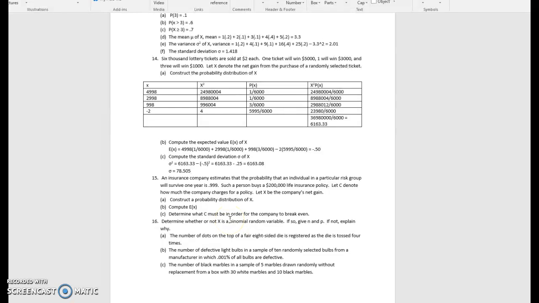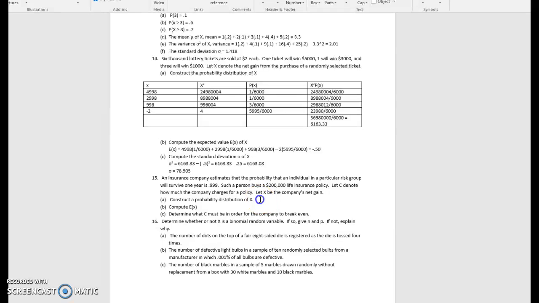All right, so now let's look at 15. An insurance company estimates that the probability that an individual in a particular risk group will survive 1 year is 0.999. Such a person buys a $200,000 life insurance policy. Let C denote how much the company charges for a policy. Let X be the company's net gain. The first thing we want to do is construct a probability distribution of X.